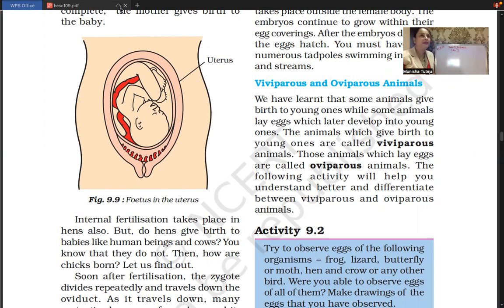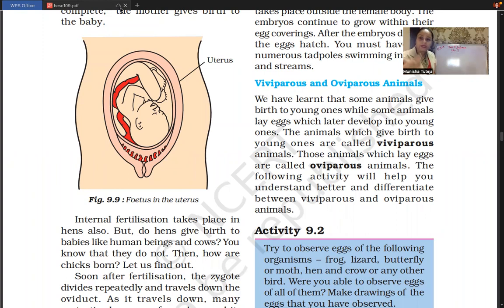Now talk about some other animals. Talk about a hen. Have you eaten the eggs of a hen? Yes, you have. Then have you seen the eggs of some fish? Yes, sometimes we see them in the water. So what does that tell us? That there are some animals which give birth to young ones and some animals which lay eggs, right? The animals that give birth to young ones, just like humans, are known as viviparous animals, right?